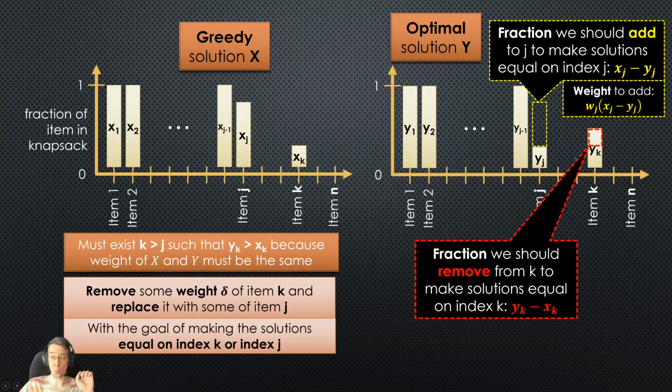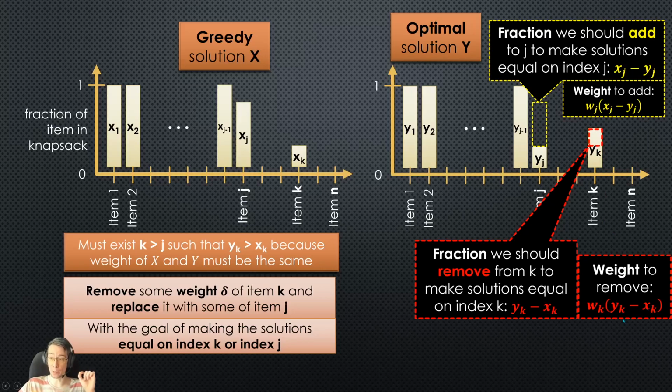What about the amount of weight that we should add here or remove here? Well, to add the fraction xj minus yj of item j, we need to add weight wj times xj minus yj. And to remove the fraction yk minus xk of item k, we need to remove weight wk times yk minus xk.